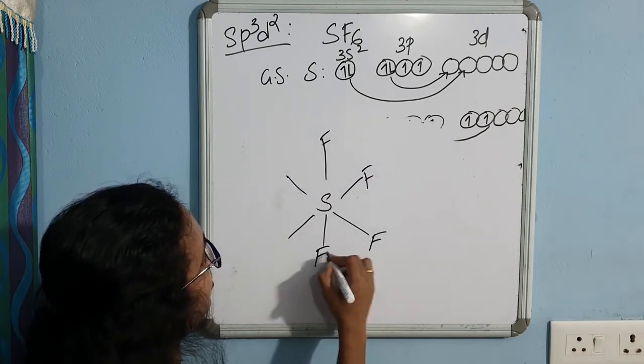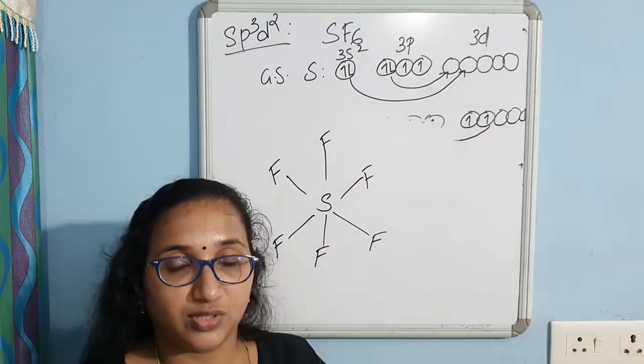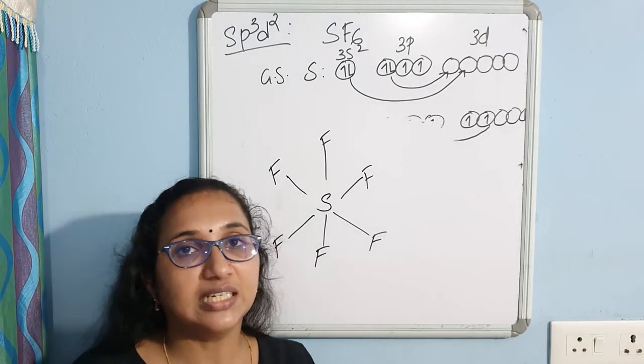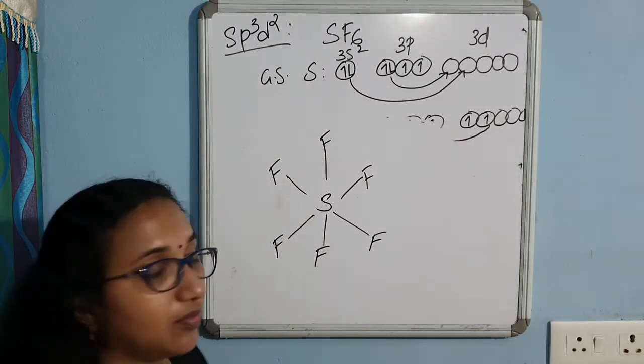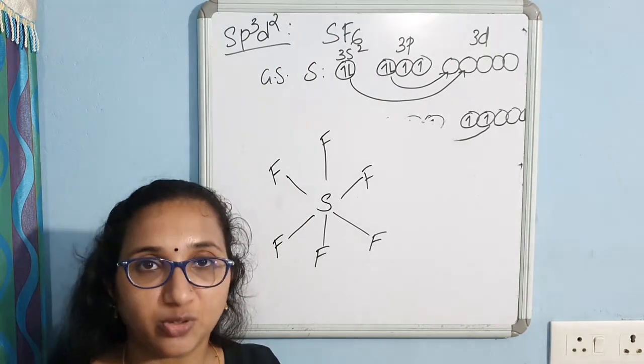So this is the geometry of SF6: octahedral geometry and sp3d2 hybridization with bond angle 90 degrees. So this is all about sp3d2 hybridization.